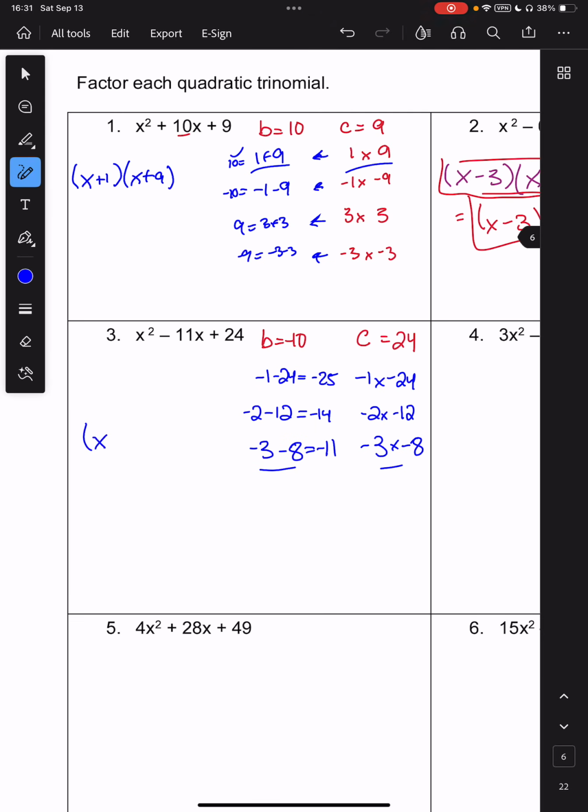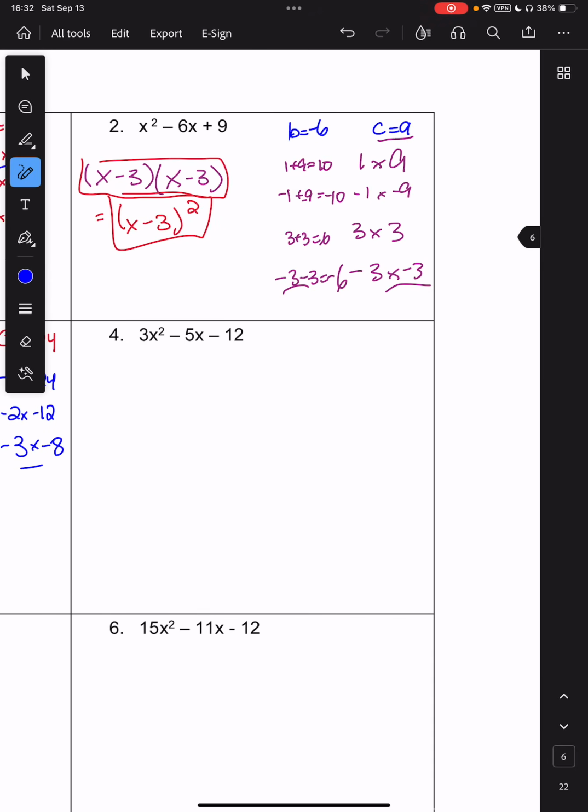So then again, we just write x plus our first value, so x plus negative 3, or x minus 3, multiplied by x plus our second value, or negative 8, x minus 8. So that is our answer, x minus 3 times x minus 8. Okay, so now we're going to go to 4.